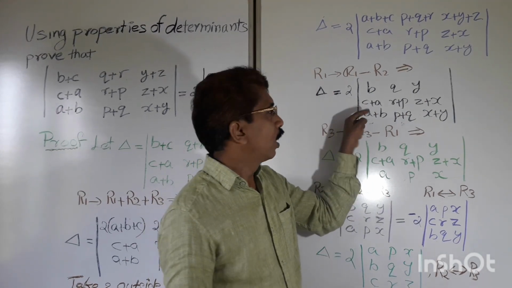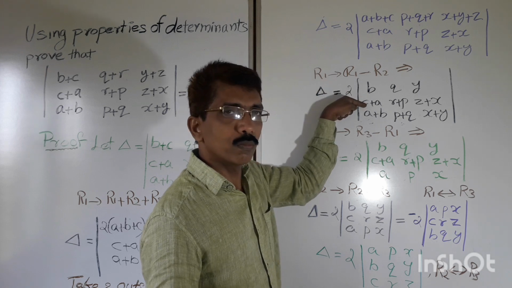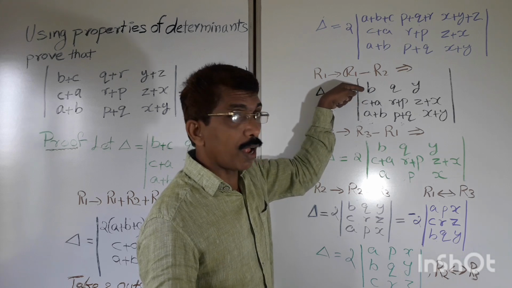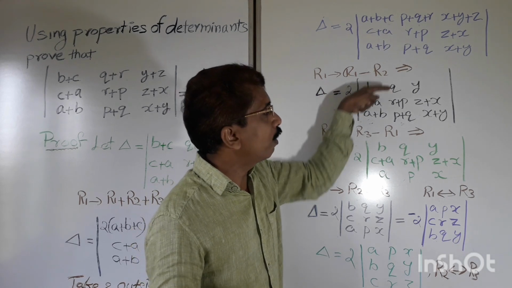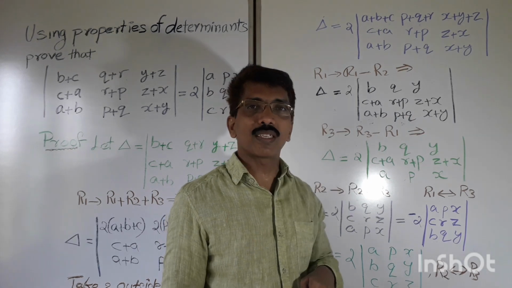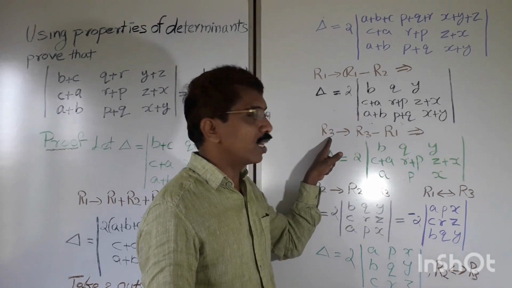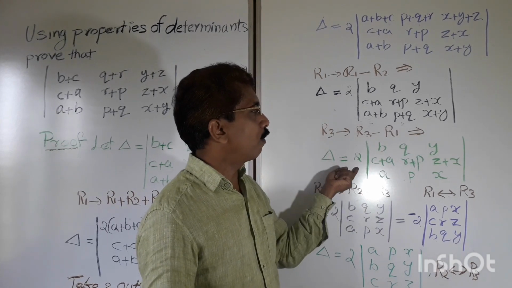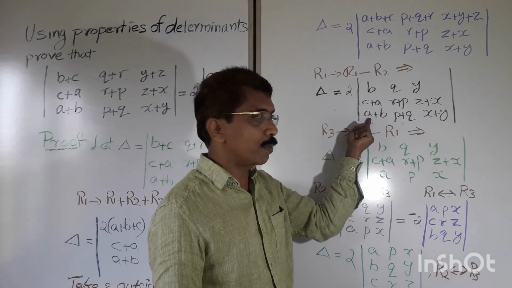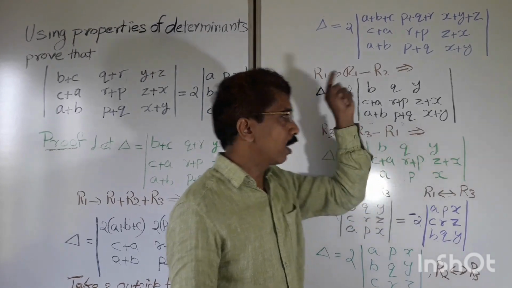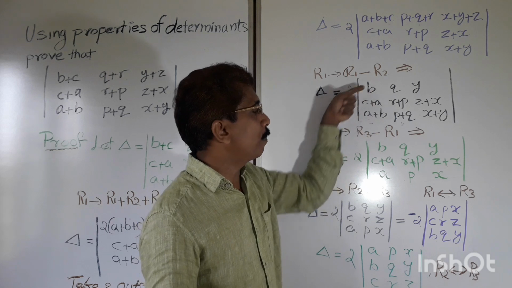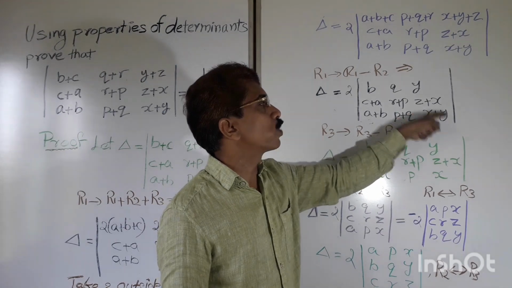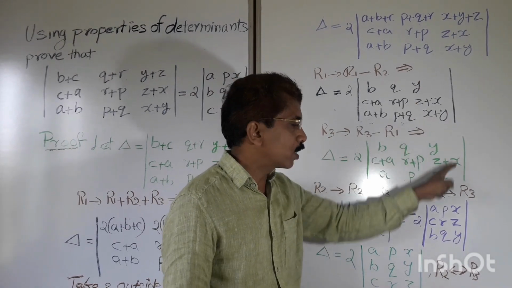Now look here. Can you subtract R1 from R2? Not possible. Can you subtract R1 from R3? Look here, yes, we can subtract. So R3 I am changing as R3 minus R1. How? Listen. Delta will be 2. R1 not changing, only R3 I am changing. R2 the same thing I have written. Now come to R3. A plus B minus B, it comes A. P plus Q minus Q, it is P. X plus Y minus Y, it is X. We got it this way.